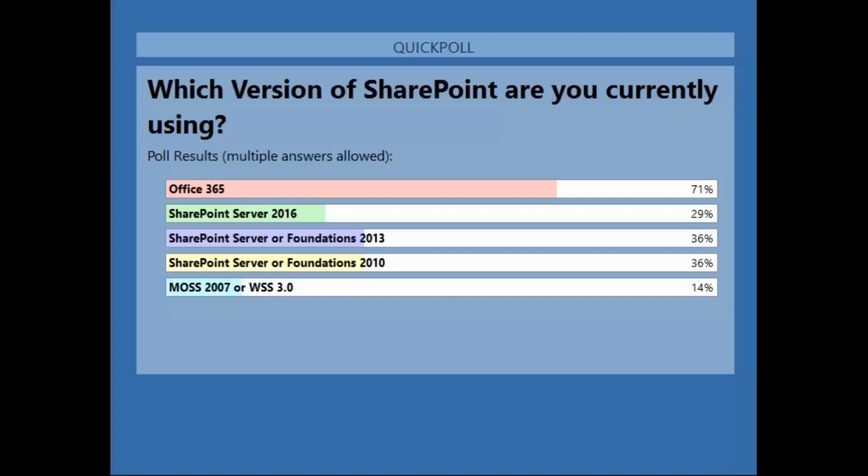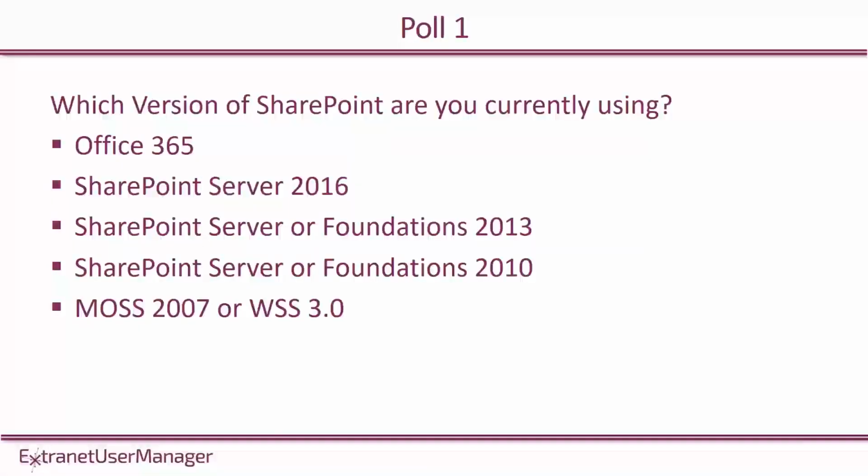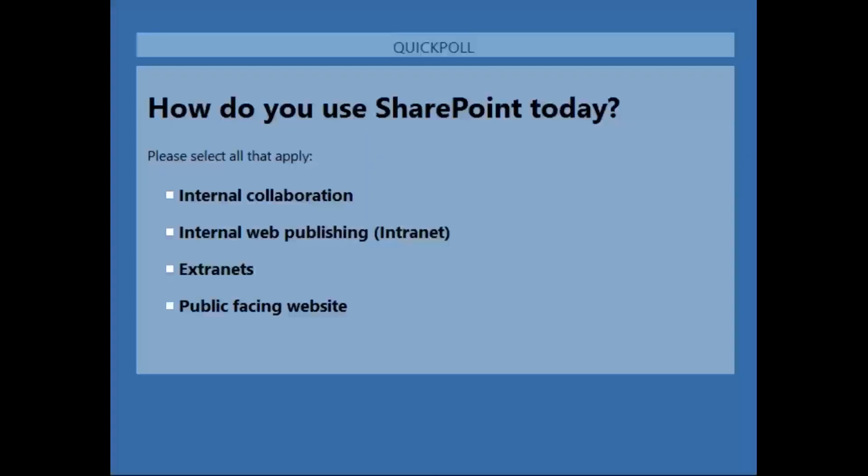All right, and there's one more quick poll that I want to do here. This will be the last one, I promise. I want to get a sense of how people are using SharePoint today. Regardless of which version you're on, are you doing internal collaboration with that? Are you publishing out your intranet? Two very common scenarios from a SharePoint point of view. Do you already have an extranet today on your SharePoint, or are you running your public-facing website on SharePoint? Again, I'll give you another 20, 30 seconds just to answer that, and then we'll share it with the group.